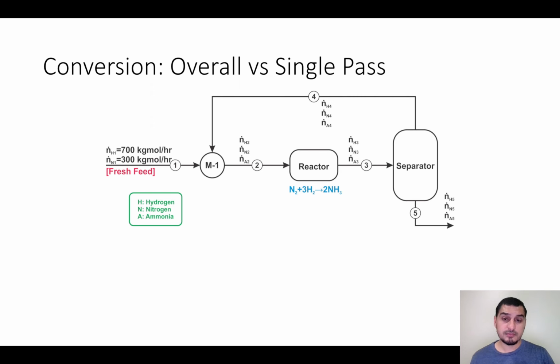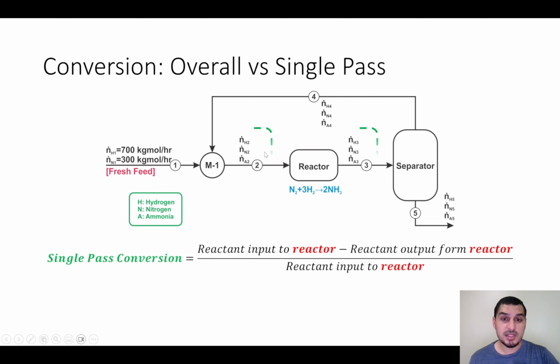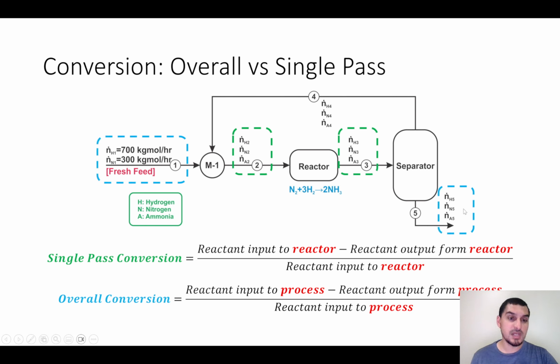But to distinguish between these two terms, the single pass conversion is the conversion of a single pass, as we define it. So it is the number of moles into the reactor minus the number of moles out of the reactor over the number of moles into the reactor. The overall conversion is concerned with the whole process. So it's the number of moles into the process minus the number of moles out of the process over the number of moles into the process.